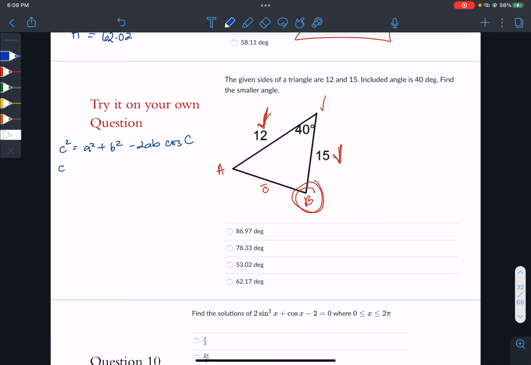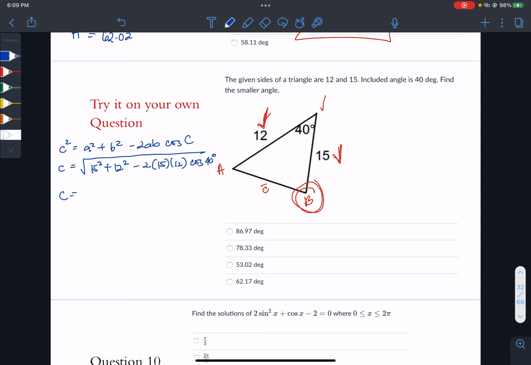So C is equal to, diretso ko na, no? Square root of, so it's either whichever, A or B. It's either 12, 15. Okay, so 15 squared plus 12 squared minus 2 times 15 times 12 times cosine C, which is 40 degrees. So C would be the square root of 15 squared plus 12 squared minus 2 times 15 times 12 times cosine 40.